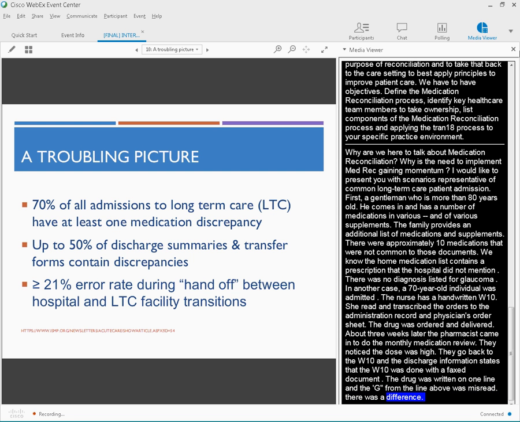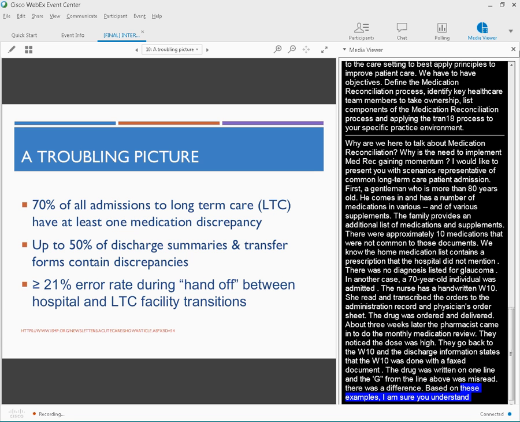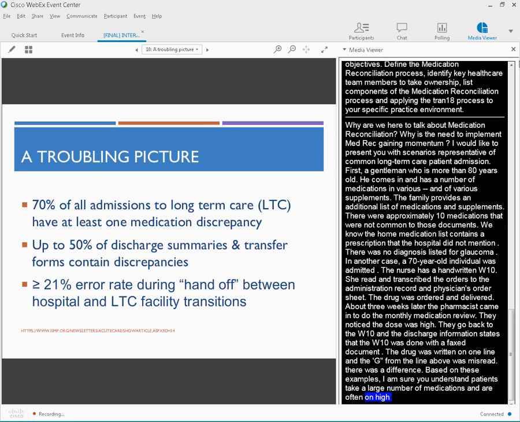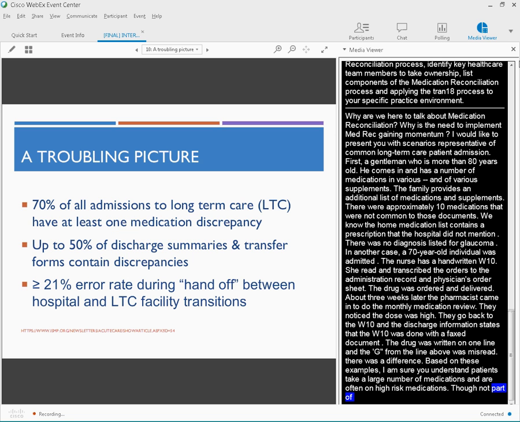So, based on these two examples, I'm sure that you understand that our patients in long-term care often take a large number of medications and may also be on high-risk medications. Though not a part of my specific scenarios I just discussed, a 2014 CMS report on adverse effects identified hypoglycemics, anticoagulants, and opioids as the 3 most common drug classes involved with ADEs.